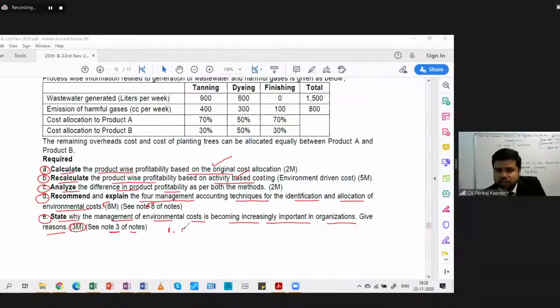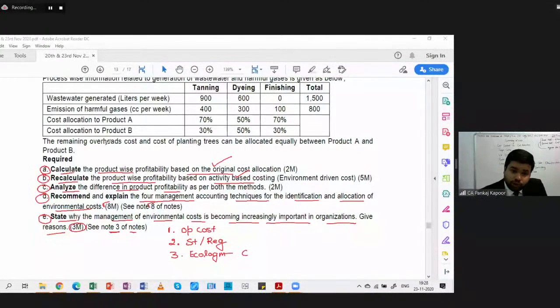Number 1, it is a major portion of the operating cost nowadays. Number 2, the environment is a matter of statutory or regulatory importance. And number 3, people love to buy products from companies which are ecologically responsible. So in order to be a corporate citizen, the company is looking at these particular points.